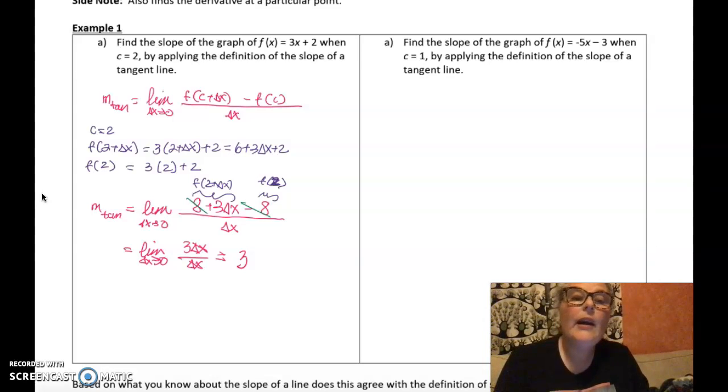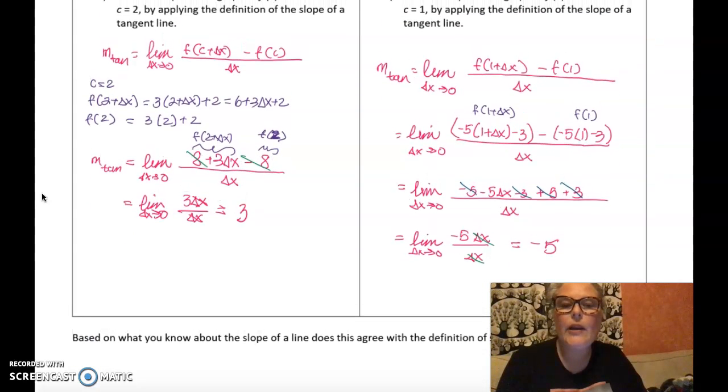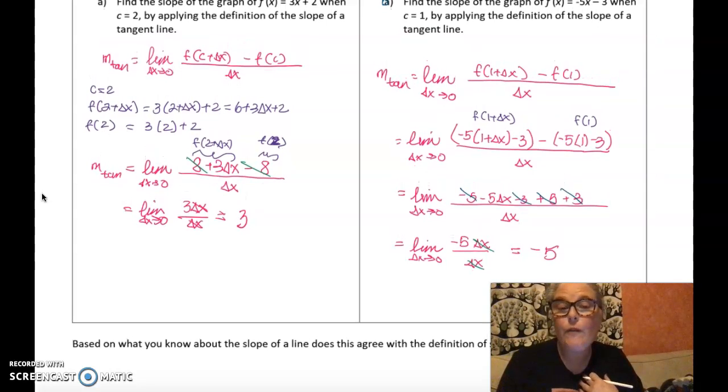Now try part b. Try part B on your own and see if we get the same thing. You should be getting a -5, but your work should support it. And just make sure you pause, because I'm going to put up the answer as soon as you've unpaused.